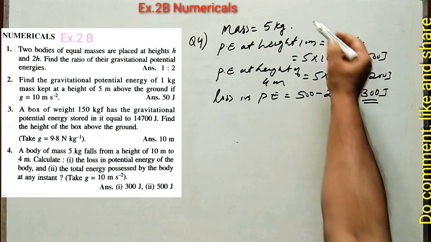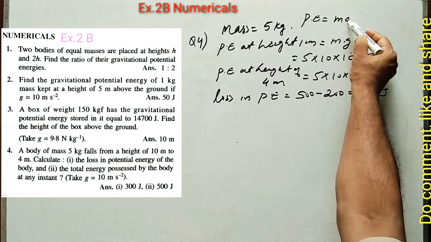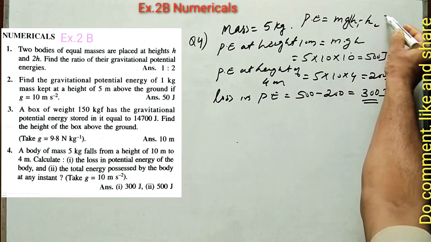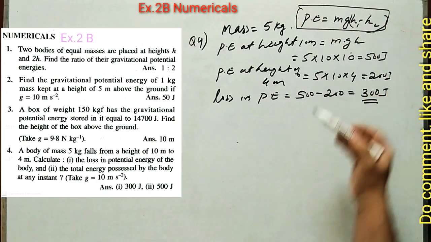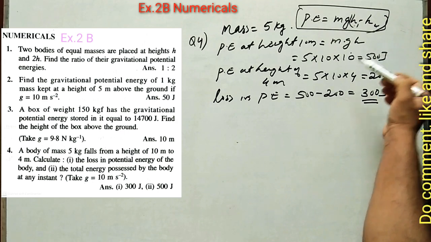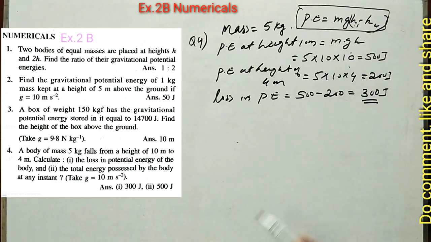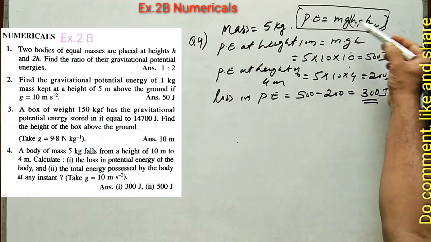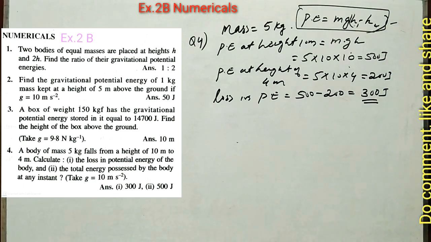Clear? In another way, we can write mg(h1 minus h2). So we can calculate the difference in height and solve it, because h1 minus h2 is 10 minus 4. So we will get the answer this way also. Clear? In any way we can find out. So the loss in potential energy is equal to mg(h1 minus h2), where h1 minus h2 is the difference in height. Clear? Now the second part.